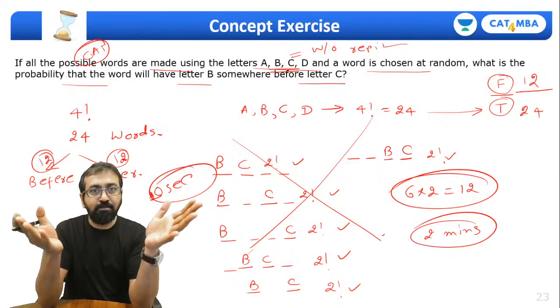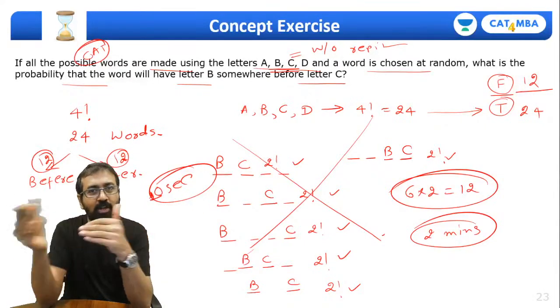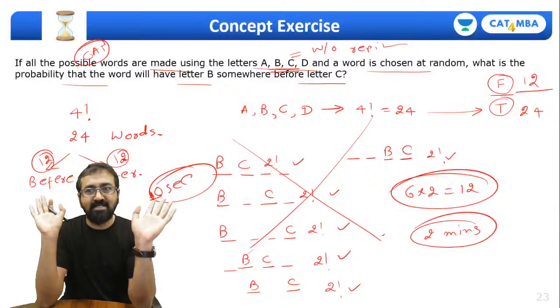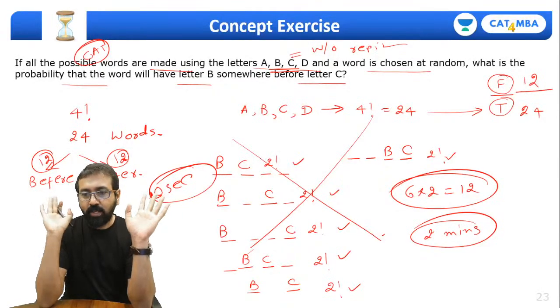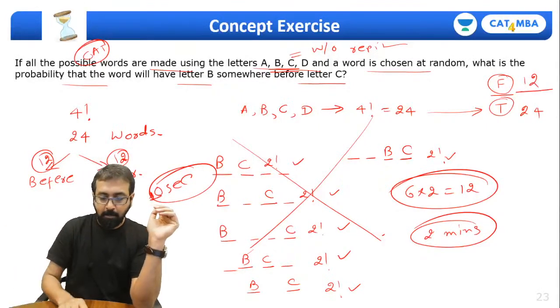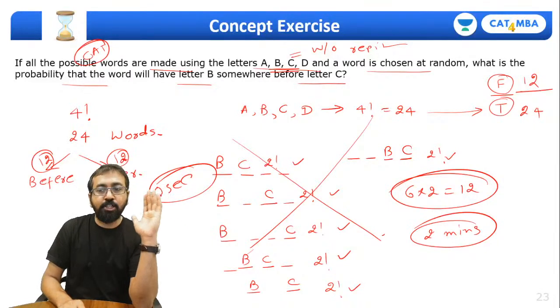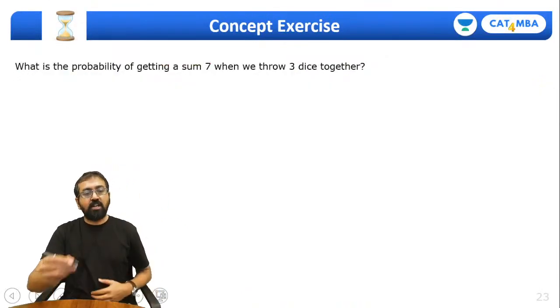It's half because B will be either before C or after C. That will be exactly half the cases, because there is an even number of letters. So I hope all of you have understood this. Fine. So try this one.